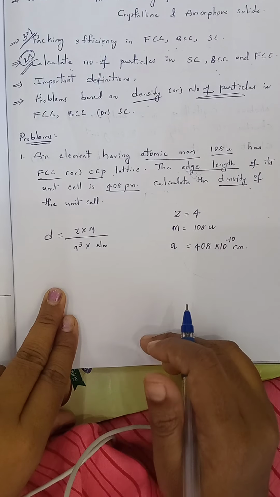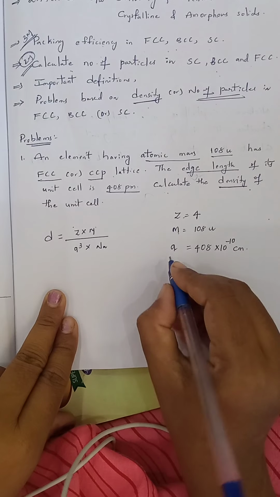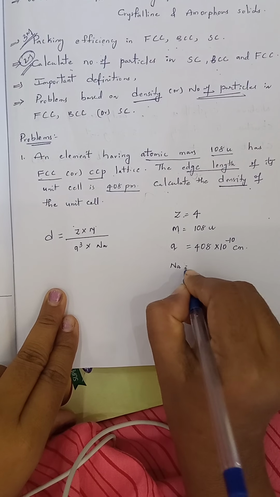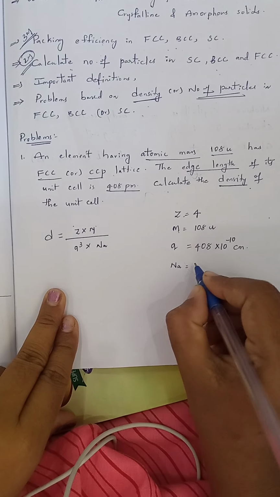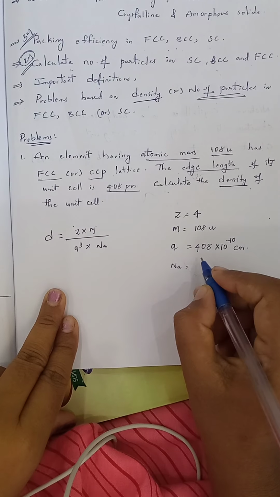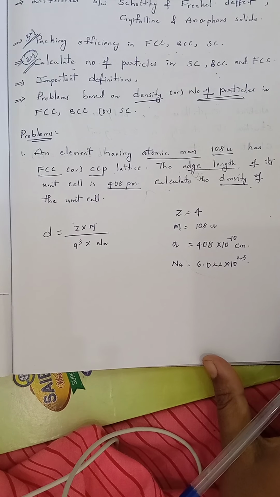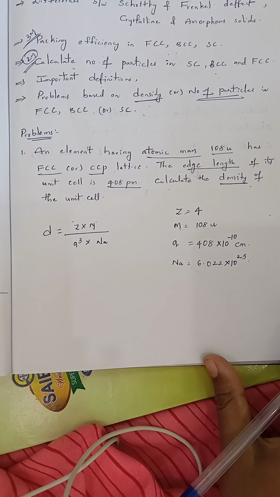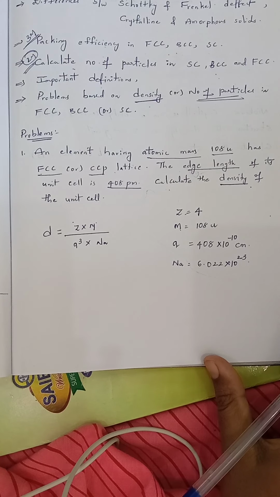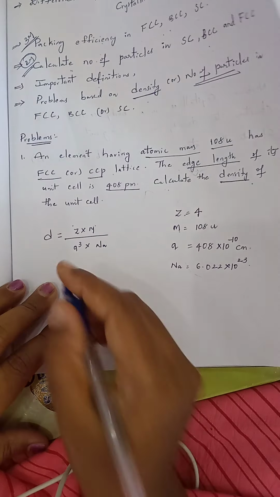Now Z value is given, M value is given, A value is given. Z, M, A. What do we want to know? Na. Na value I already told you, that is Avogadro's number, which is constant, that is 6.022 into 10 to the power of 23 particles. That is about Avogadro's number. Now we want to find out density of the unit cell.